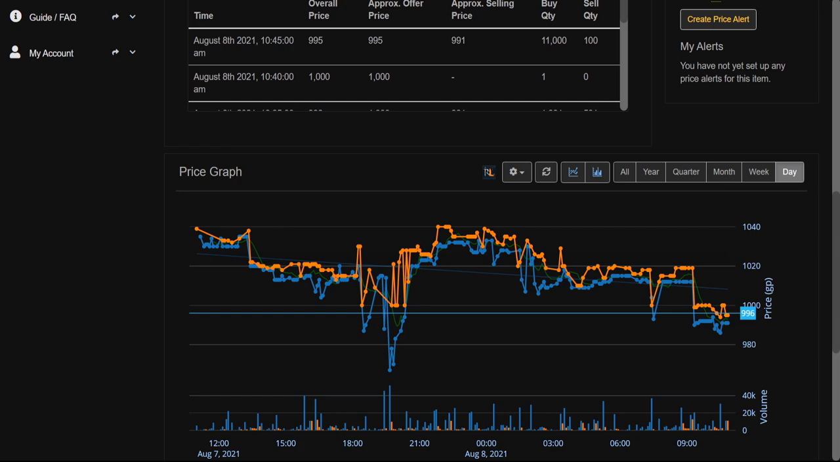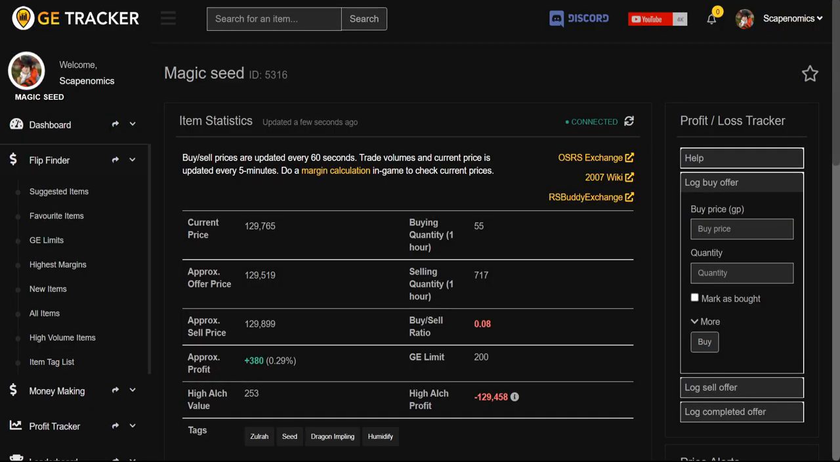Remember that when you're flipping overnight, you're going to be offline for that 8 to 12 hour mark. So you can fill like 2 to 3 limits of your item overnight and make a lot of money that way. But if you list too low, you might not fill that entire offer and you might miss out on some GP. Next up is the magic seeds.